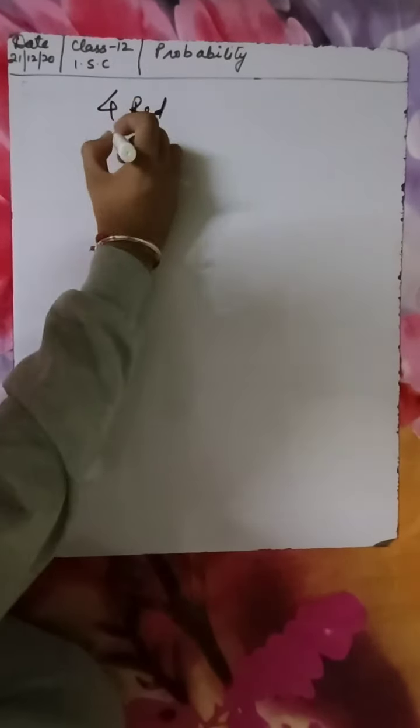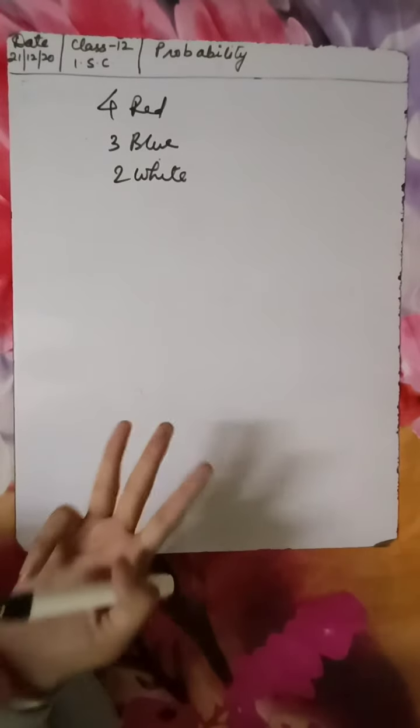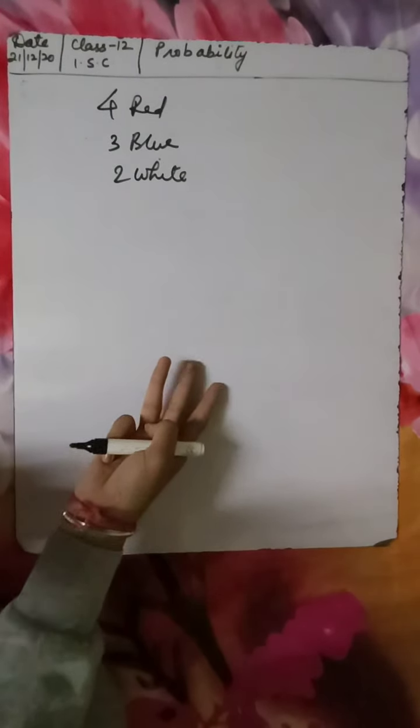Now I'm reading the next question: a bag contains 4 red, 3 blue, and 2 white balls. If 3 balls are drawn one by one without replacement, and this is very important, then what is the probability that all 3 balls are red balls? We are trying to draw 3 balls, and we need to find the probability that all the 3 balls are red. So we need to consider 3 events.